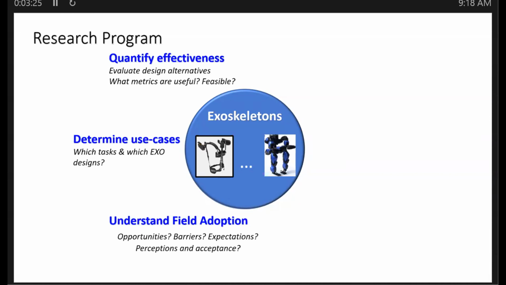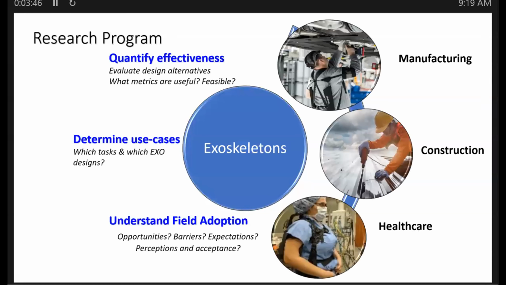And the last is, an exoskeleton could work perfectly theoretically in the lab, and that's not the same as the field. So what do workers and stakeholders in management think about exoskeletons? Who wants them and why? And what are some of the opportunities as well as concerns that people might have or we should be aware of as researchers and practitioners as we go about applying these exoskeletons?